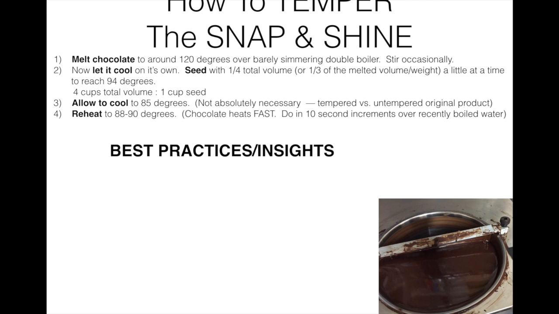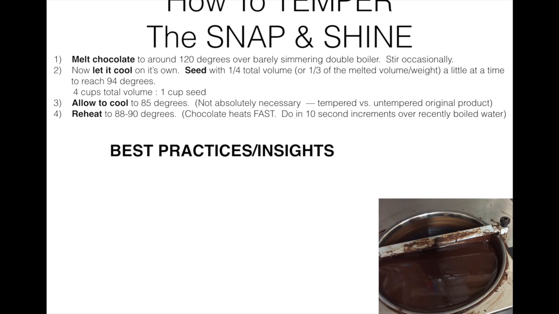So the way we do that is we melt the chocolate, 120 degrees, using a double boiler over some boiling water. And then as we're letting it cool, we seed that with a quarter of the total volume. And we bring that down. So if it was 4 cups of chocolate total, we'd use 3 cups melted and then 1 cup seeding into it. And we'd allow that to cool down to 85 degrees, and then we'd heat that slowly in 10-second increments back up to 88 to 90 degrees, and then pour it off while it's in that range.